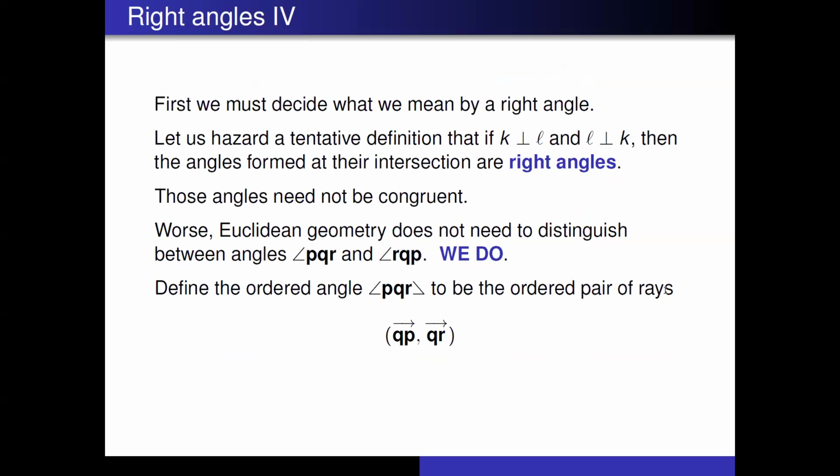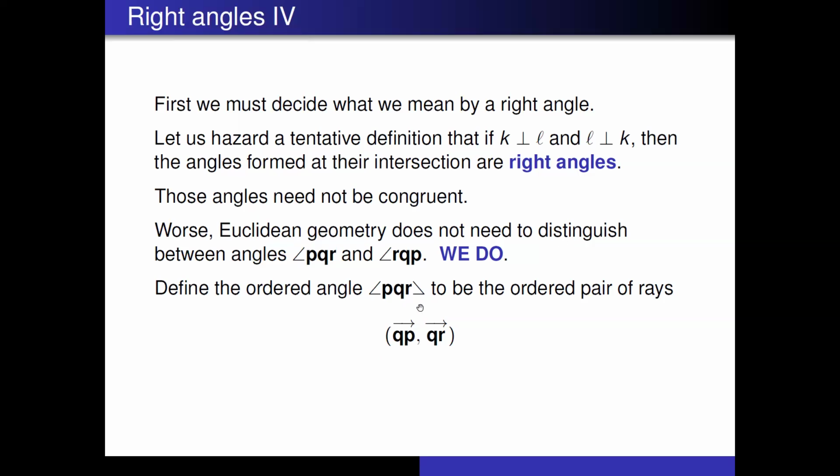One, the most natural one, is to simply say if K is perpendicular to L and L is perpendicular to K, then the angles at the intersection are right angles. A second possible definition, which I've not fully explored, is to use the parallelogram law, but it's strictly stronger than this. And the trouble is, right angles need not be congruent. And what's worse is that PQR and RQP don't have to be congruent. In other words, you have to distinguish between plus alpha and minus alpha.